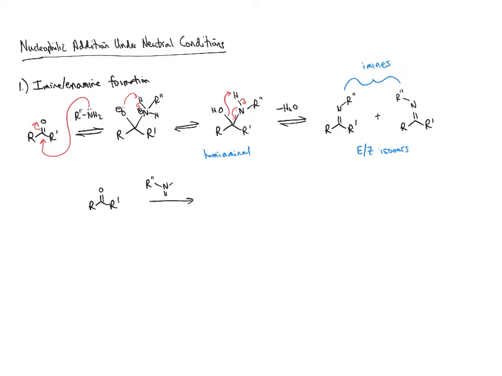So let's say we have a ketone or aldehyde in the presence of hydroxylamine. In the presence of hydroxylamine, where R double prime is equal to H, we're going to get a product molecule that incorporates this functional group in there. And this is an imine, but this imine has a special name. It's called an oxime.